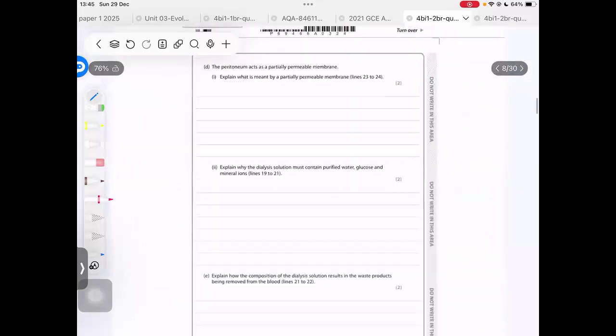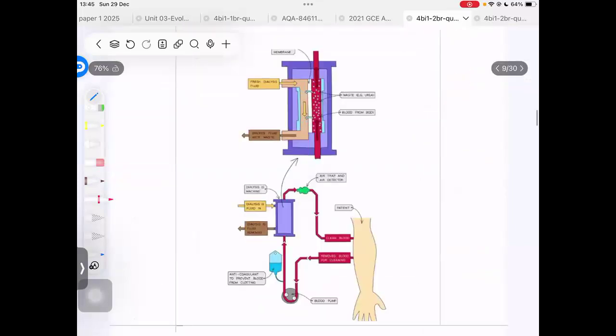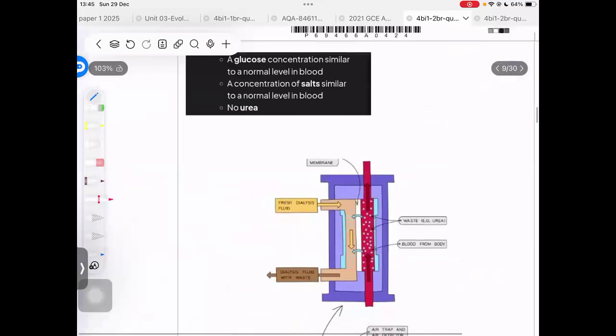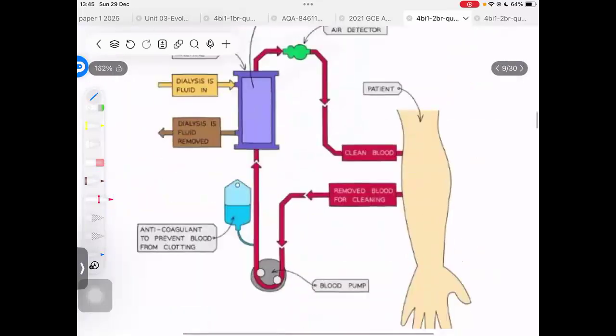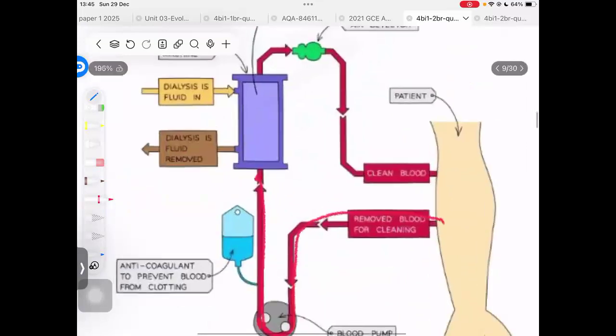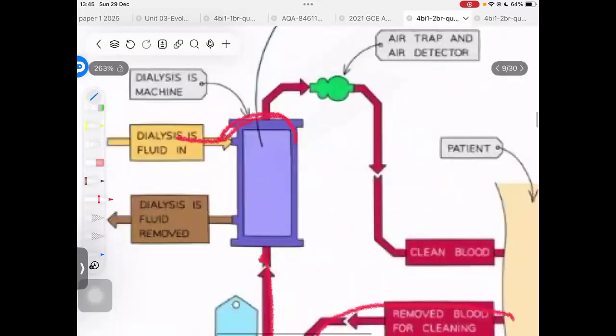I think I got an image of the dialysis machine. Yeah, you can see this is the dialysis machine. You take the blood out like this, and there is a pump. You pump the blood into this dialysis machine, and you can see a dialysis fluid is allowed to go into this dialysis machine.